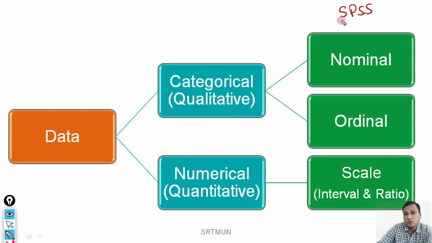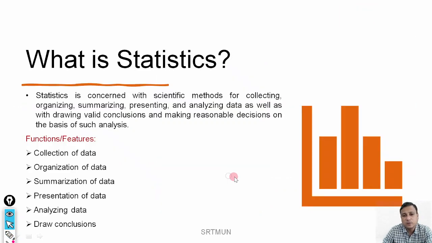We have seen this part also, that in SPSS we are going to consider only three different scales: nominal, ordinal and scale. Here this scale includes interval scale and ratio scale, and this scale is associated with quantitative type of data. So it was a kind of revision for all of you.